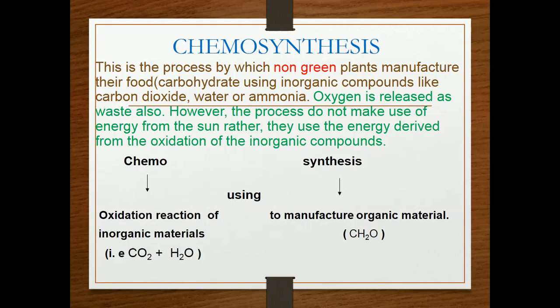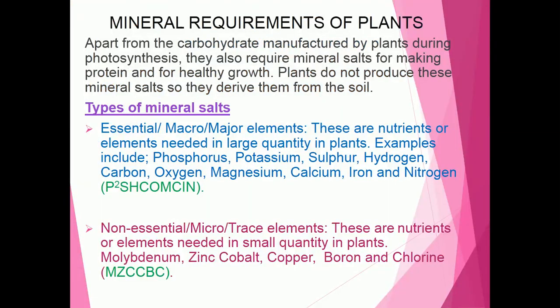What are the inorganic compounds? If you move up, you can see carbon dioxide, water, or ammonia. So the oxidation of those inorganic compounds will bring about an energy that will be used for the process of chemosynthesis. So chemo, you can just say literally, it means chemicals. Synthesis means manufacture. So they use oxidation reaction of chemicals or inorganic materials to manufacture organic material, which is their food.